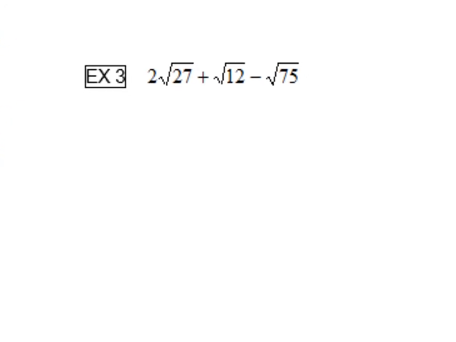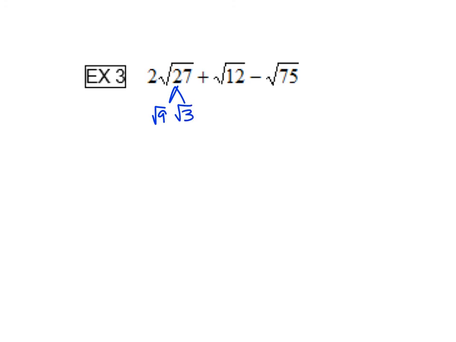All right, so next example, I can see that I don't have any like terms, so I want to see if I can reduce these into simplest form. So the first one, 27, what's my perfect square or squared number that fits in? That's going to be a 9 times 3.